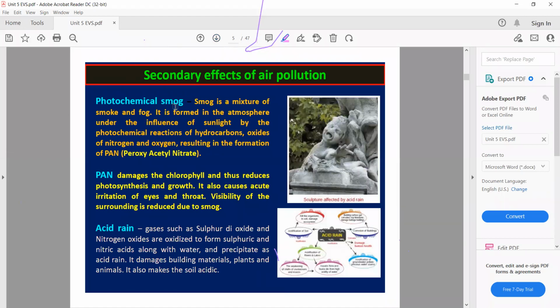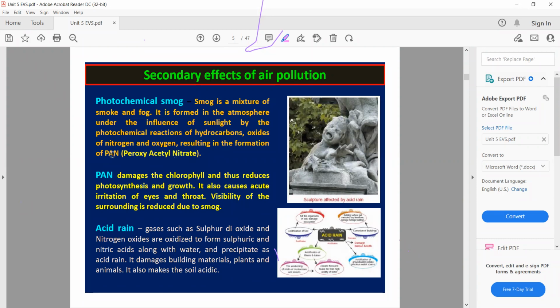Next is photochemical smog. What is that? Smog is a mixture of smoke and fog. From these two words, the word smog has come. S-M-O-G, the first two letters from here and the last two letters from here. Smog. It is formed in the atmosphere under the influence of sunlight by the photochemical reactions of hydrocarbons, oxides of nitrogen, and oxygen. And this results in peroxyacetyl nitrate or PAN.